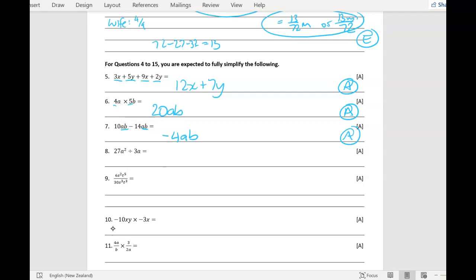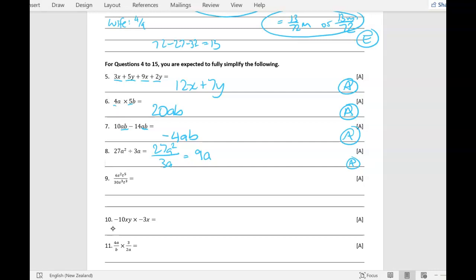27a squared divided by 3a. It's a division question, so my suggestion is always make it look like a fraction to avoid those silly math errors. 27 divided by 3 is 9, and the top term has more a's, so there goes the a. Technically, there's nothing down the bottom here, so we just ignore that stuff down the bottom. We're now moving on. Oh, sorry, shouldn't do that. Got an achieve mark if you got that right.